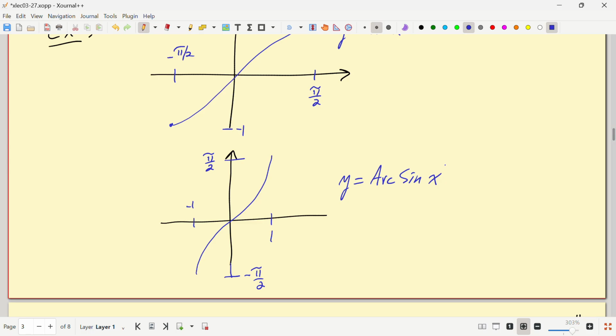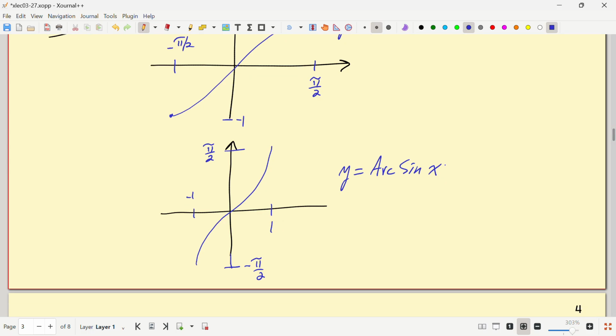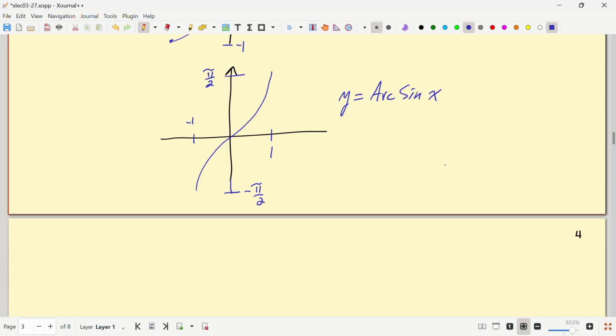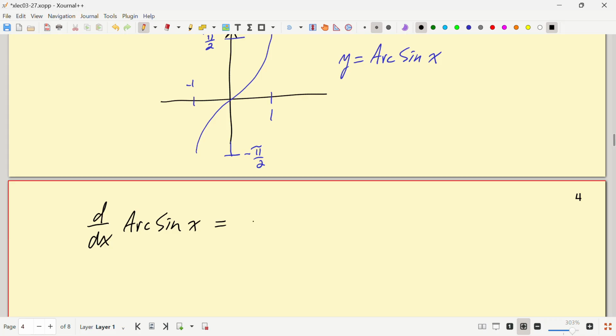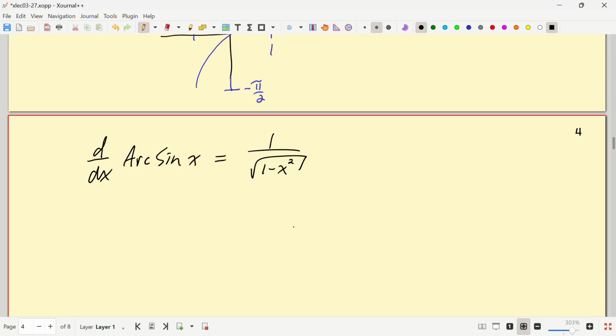And I could do that same trick. Well, let's see, I have to use some other stuff. Famous fact is that d by dx of the arc sine of x is 1 over the square root of 1 minus x squared. Maybe I'll skip the details. So the proof of that would be chain rule.